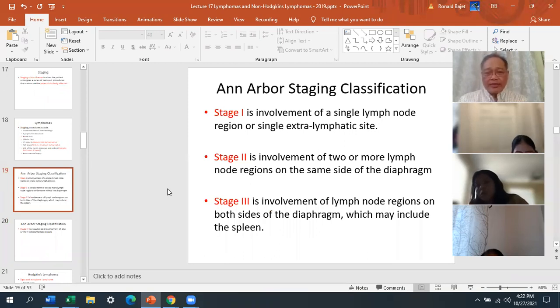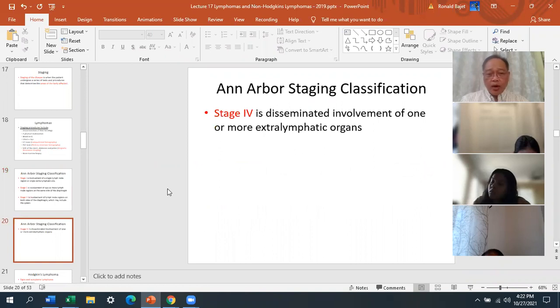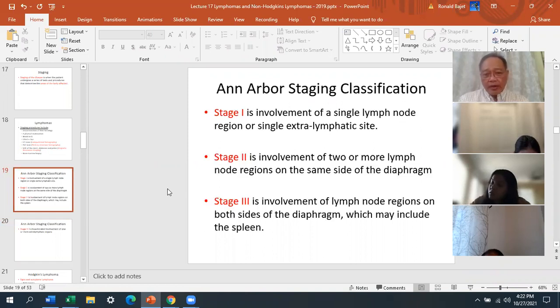Okay, so the Ann Arbor staging classification. Make sure you know all 4 stages. Stage 1 is involvement of a single lymph node. Okay, you only have one lymph node involved in the lymph node region or single extra lymphatic sites. Remember, I told you the neck, the armpit, and the groin. If it only shows up in one lymph node region, then that's stage 1, excuse me.